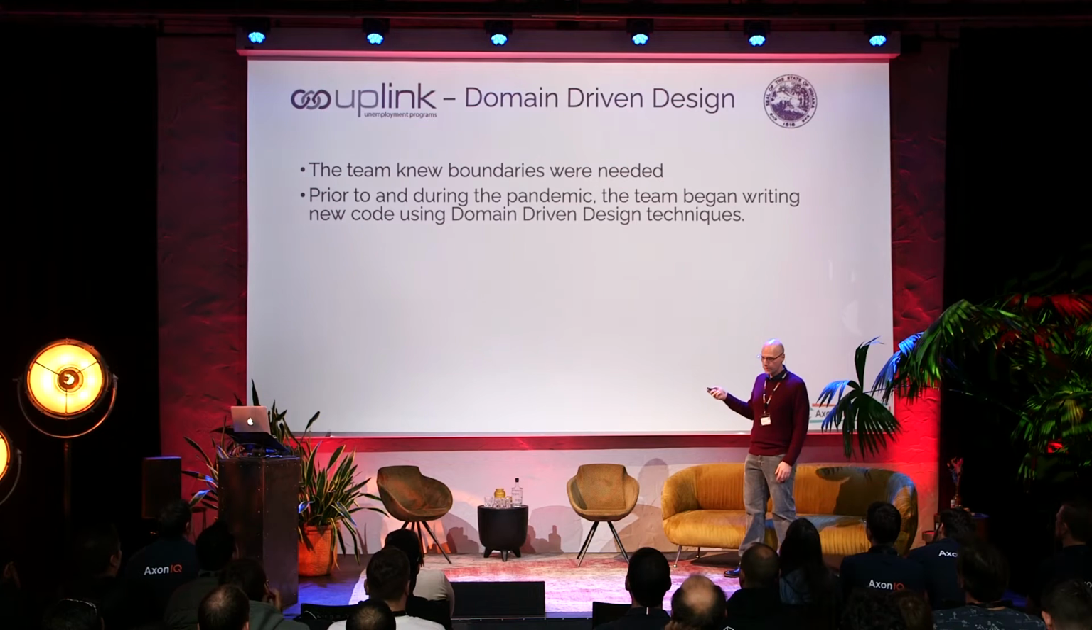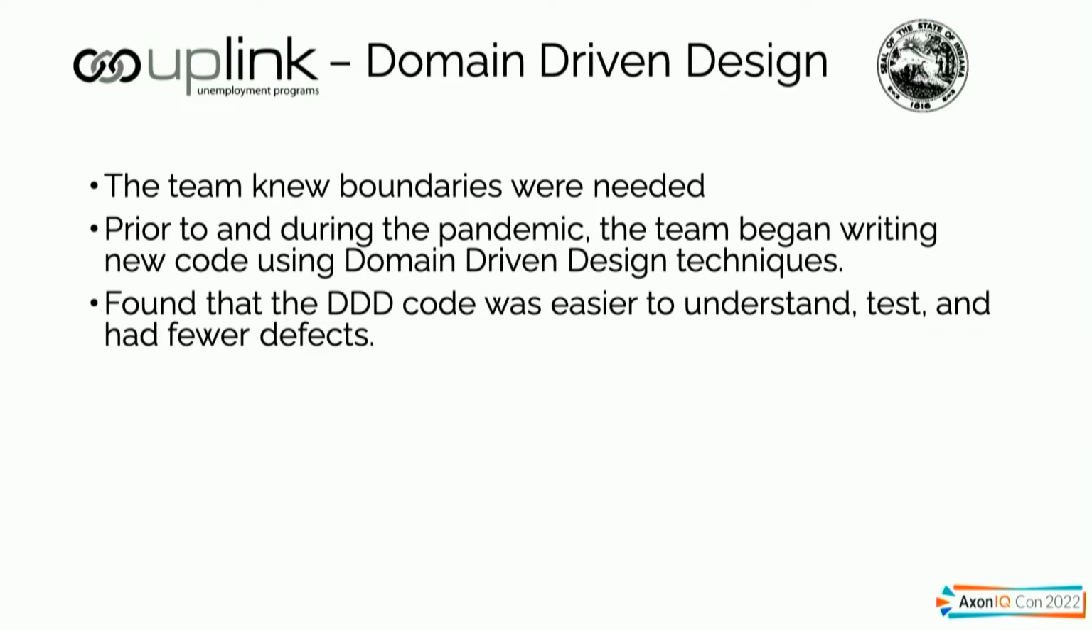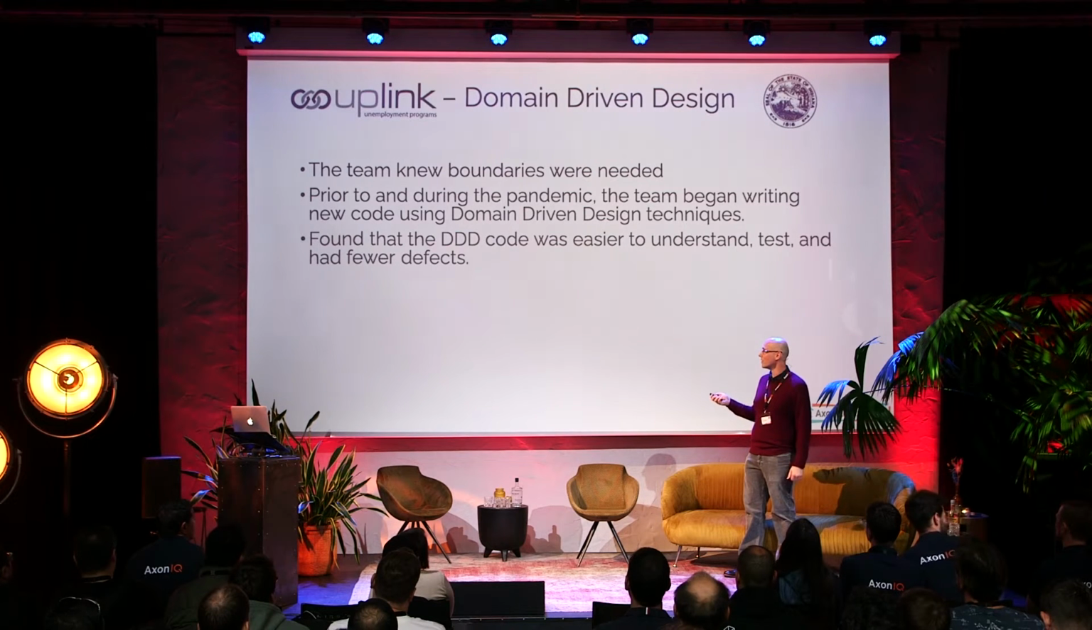So the team knows this. They're smart people. They know there's problems. And prior to the pandemic and during the pandemic, they started experimenting with domain-driven design and trying to draw those bounded contexts and trying to make things better. And they found that the code that they wrote using domain-driven design was a lot easier to understand, a lot easier to test. So, yay, they're making some progress.